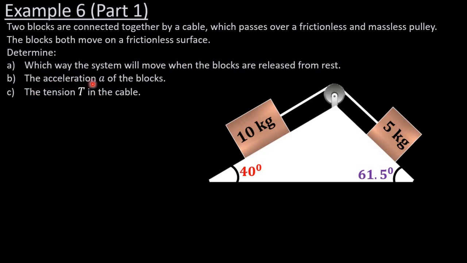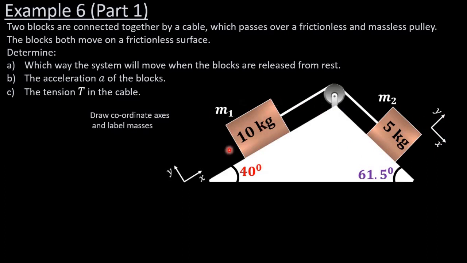B, the acceleration a of the blocks. C, the tension T in the cable. First thing I'm going to do is draw my coordinate axis. So I've got a coordinate axis for this side of the incline, where x is parallel to this side of the incline, and y here is normal to the incline. On this side, x again is parallel to this incline, and y is normal to this incline.